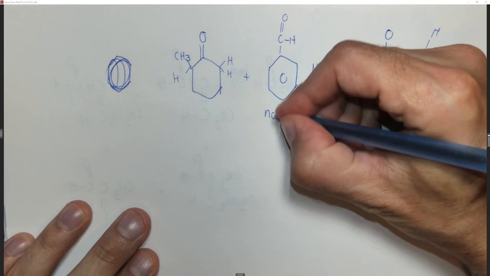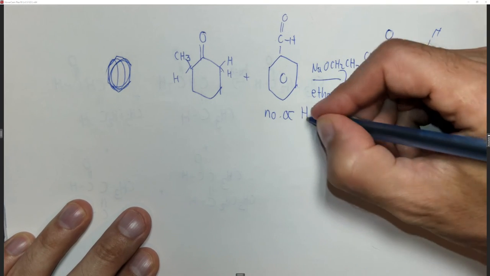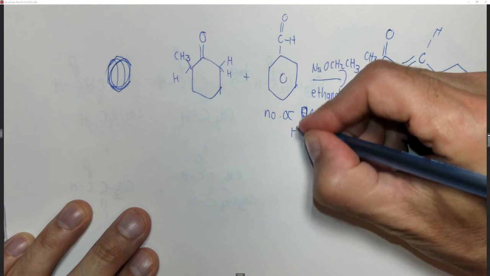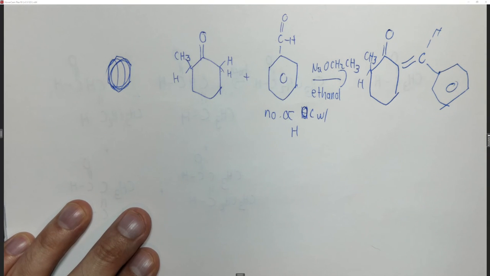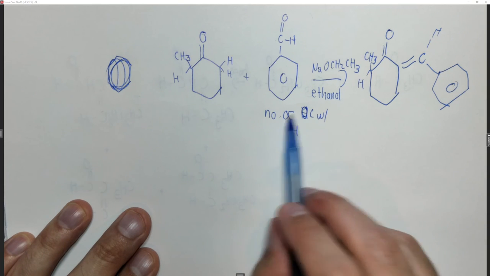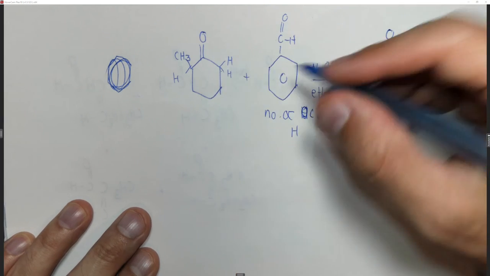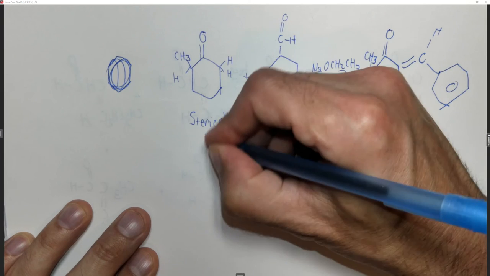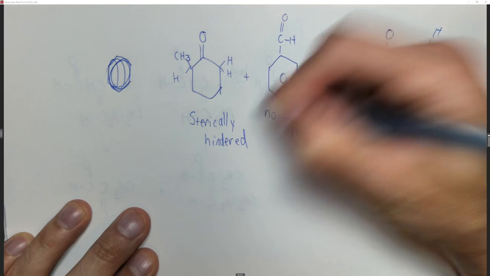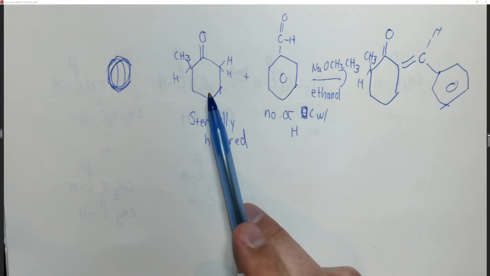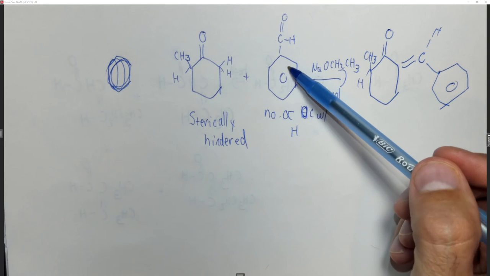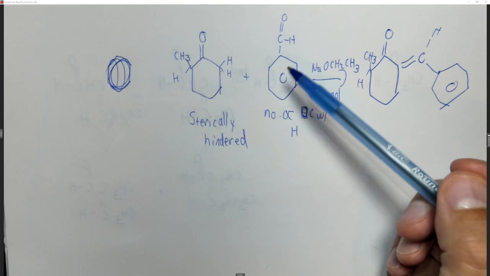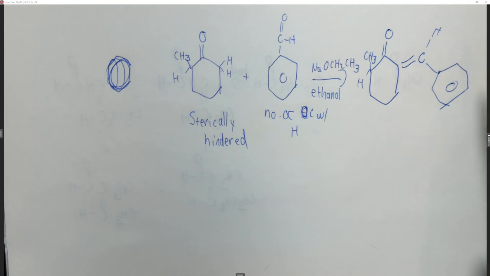Why? This has no alpha carbon with hydrogen. Sometimes I call them alpha hydrogens, which isn't technically correct. So no alpha carbon with a hydrogen. And this, why can't it attack itself? This is sterically hindered. So by having a sterically hindered ketone here and having one with no alpha carbons that contain a hydrogen here, we are able to get a crossed aldol condensation followed by a dehydration.